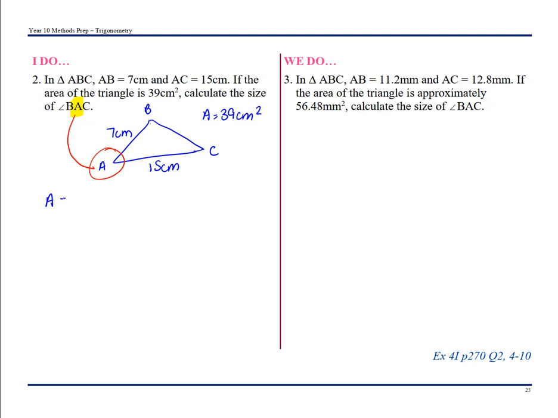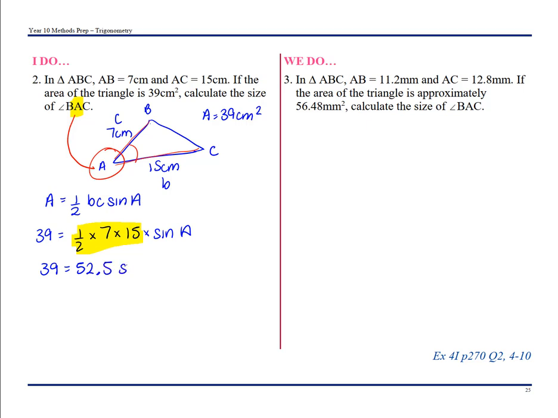So when I write my formula, I'm going to label my sides. I want that sine of A, so the area is a half BC sine of A. Again, remembering we have the two sides and that included angle. Substitute the information: 39 equals a half times 7 times 15 times sine of A. So work out what you have on the right-hand side. We have 39 equals 52.5 sine of A. We want to get that sine A on its own, so we're going to divide both sides by 52.5. It's being multiplied, so we do the opposite and divide. So now we're left with sine of A equals 39 divided by 52.5.